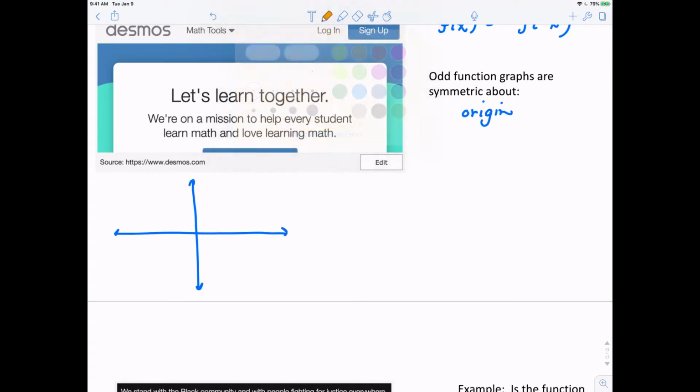So a common odd function to look at is f of x is equal to x cubed. The graph of f of x is equal to x cubed looks like this. And again, you could graph it in Desmos to get a better picture of what the graph looks like. So let's take a look at some points on the graph. So for example, when x is equal to 2, here we have the point 2, 8.